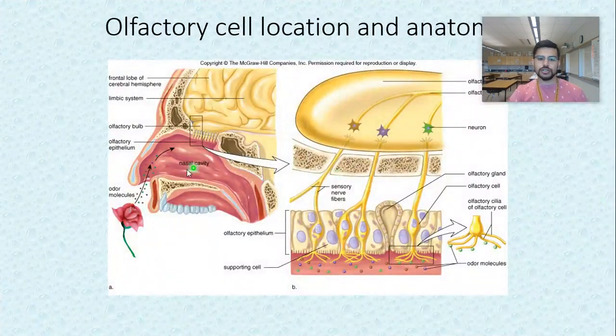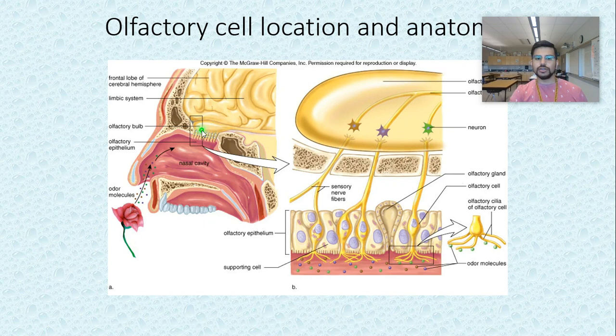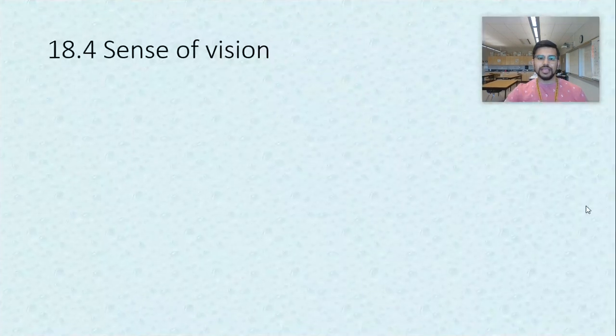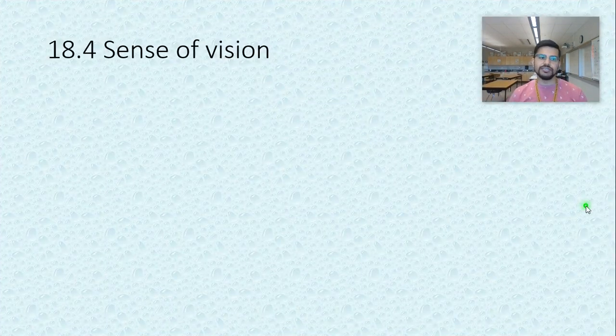So here's the structure of the brain and nasal cavity. Scent comes into your nose. These are your olfactory cilia, and you can see they're connected directly to this temporal lobe here. This is your olfactory bulb, and that's sending the signal into your brain for a smell sensation. And that brings us to the sense of vision.